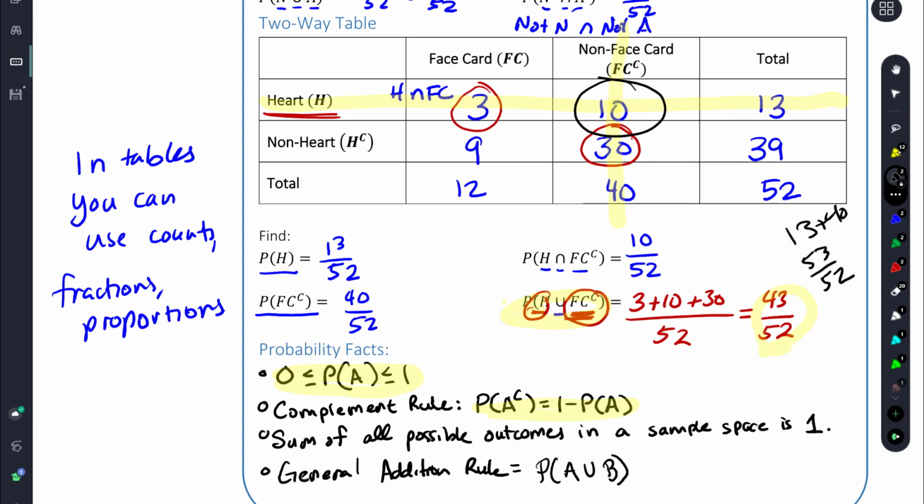We were trying to find the probability that something was a heart or a non-face card, and what ended up happening was the probability of having a heart and a non-face card was double counted. This 10 was highlighted twice, which means it was counted twice. And if we take away that 10, we will end up with the requisite 43 out of 52 that we were looking for. So that shows us that the probability of the union of two events is equal to the probability of the first event, probability of A, plus the probability of B, but then taking away the intersection of those two events. And that is all we need to know for the basics of probability in this lesson.